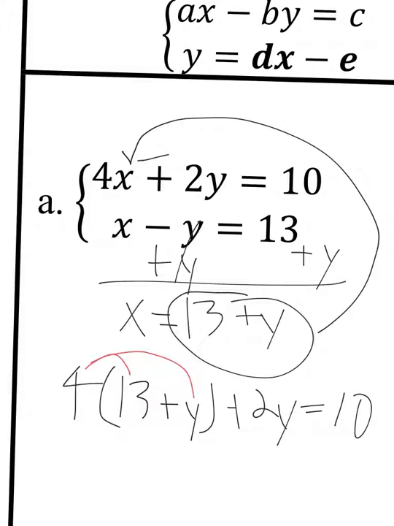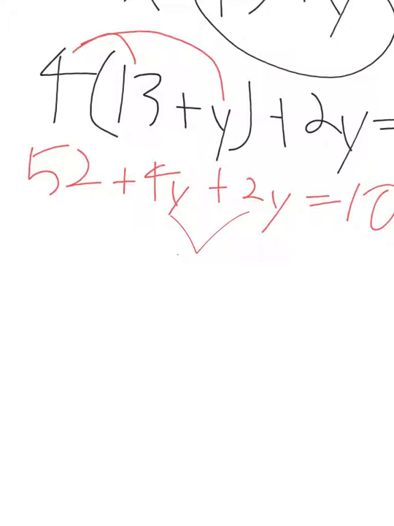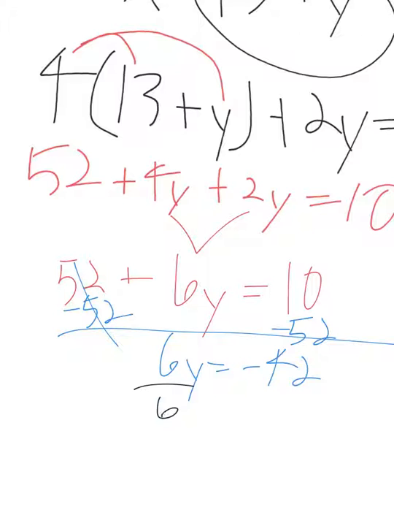I'll have to distribute. 4 times 13 is 52, plus 4y plus 2y equals 10. Here I can combine like terms to make 6y, and bring down that 52. So now I'm just solving the equation. Minus 52, 6y equals negative 42. I can divide both sides by 6. y equals negative 7.